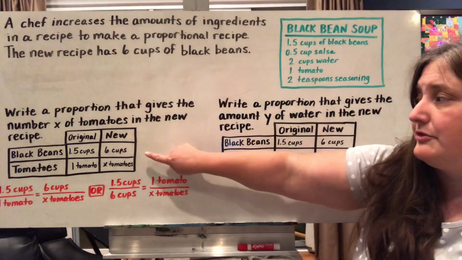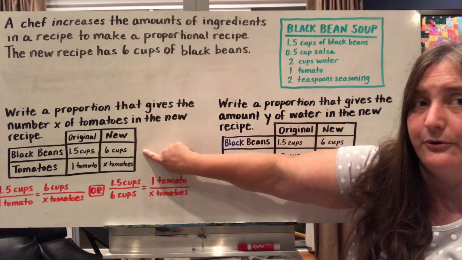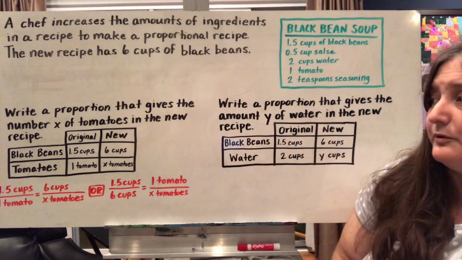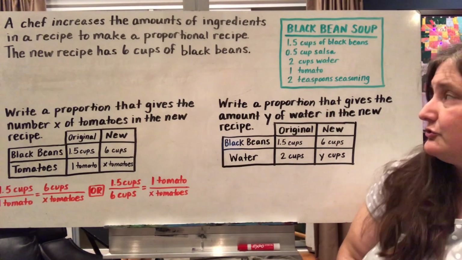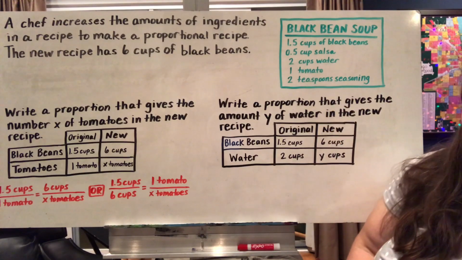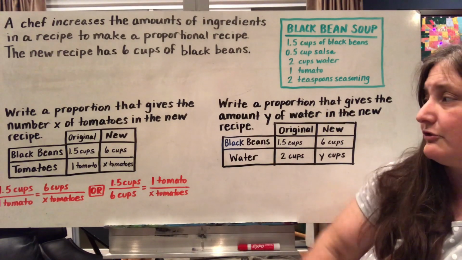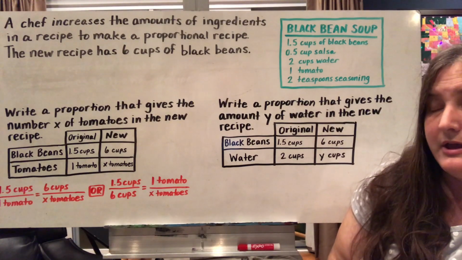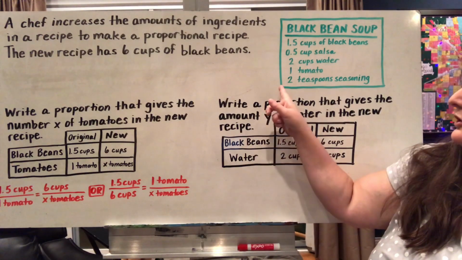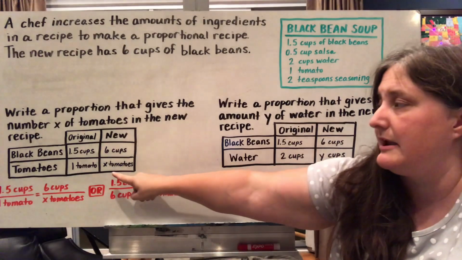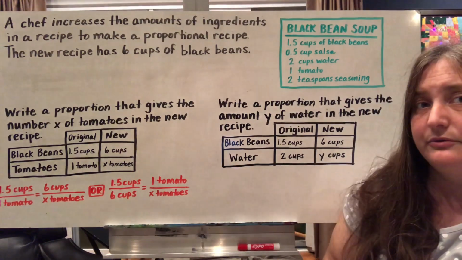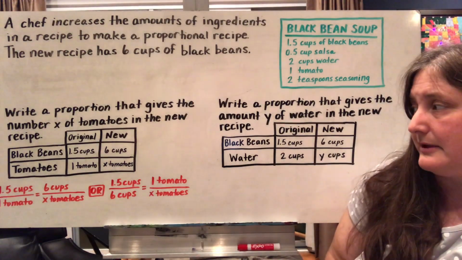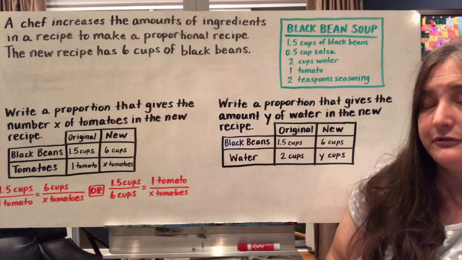I already knew the black beans, comparing the old recipe and the new recipe: it was 1.5 cups in the original recipe. I found that from the recipe card. And the chef told me that there's going to be 6 cups of black beans in the new recipe. For the tomatoes, I only know the original recipe had 1 tomato. So X tomatoes is what is in the new recipe. So I can set up 2 different proportions.